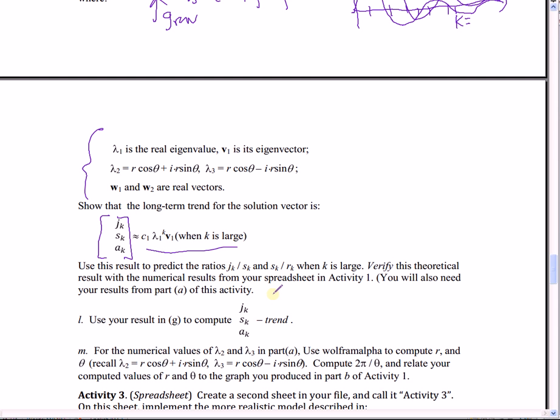Actually, what I just mentioned is pretty much an answer, but I want you to write it out. So I want you to use this result to predict these ratios, jk over sk and sk over ak. That should be AK there, I'm sorry. That's JK over SK and SK over AK. You can verify this theoretical result with the numerical results from your spreadsheet. You should be able to use this information to compute these ratios when K is large.